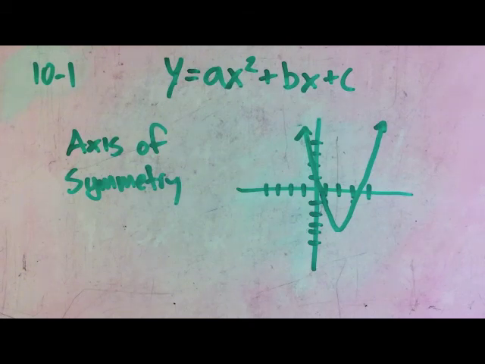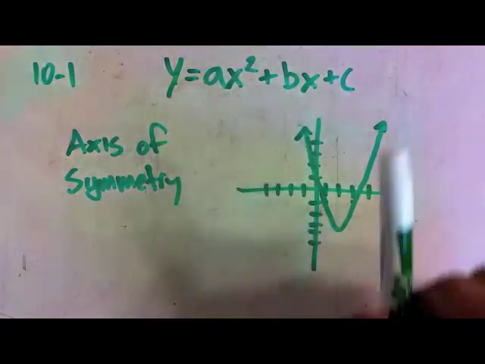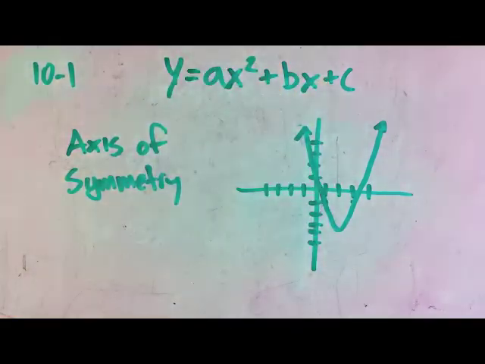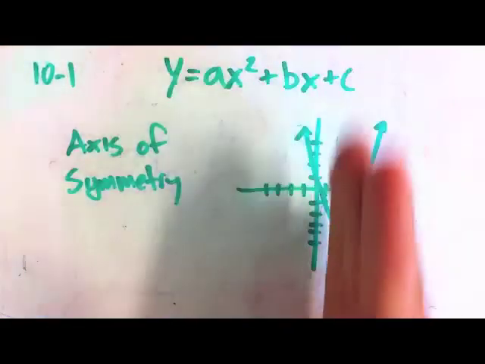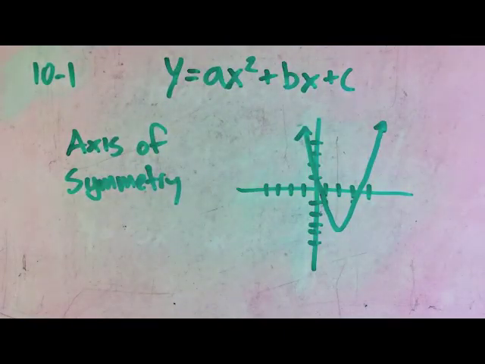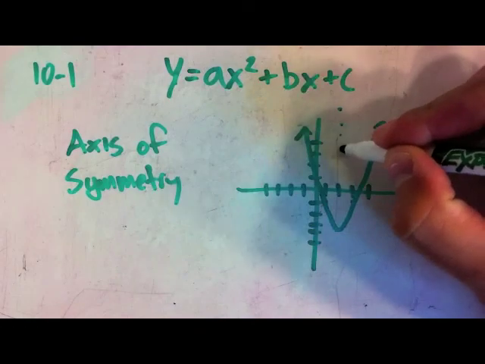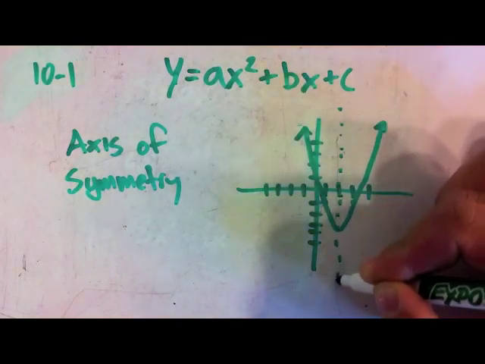Some of the questions are going to ask you to find the axis of symmetry. And what the axis of symmetry is: since the parabola is perfectly symmetric, which means that if I cut it in half, this half mirrors this half over here. So the axis of symmetry is the line that cuts this directly in half. So in other words, the axis of symmetry in this parabola is about right here.